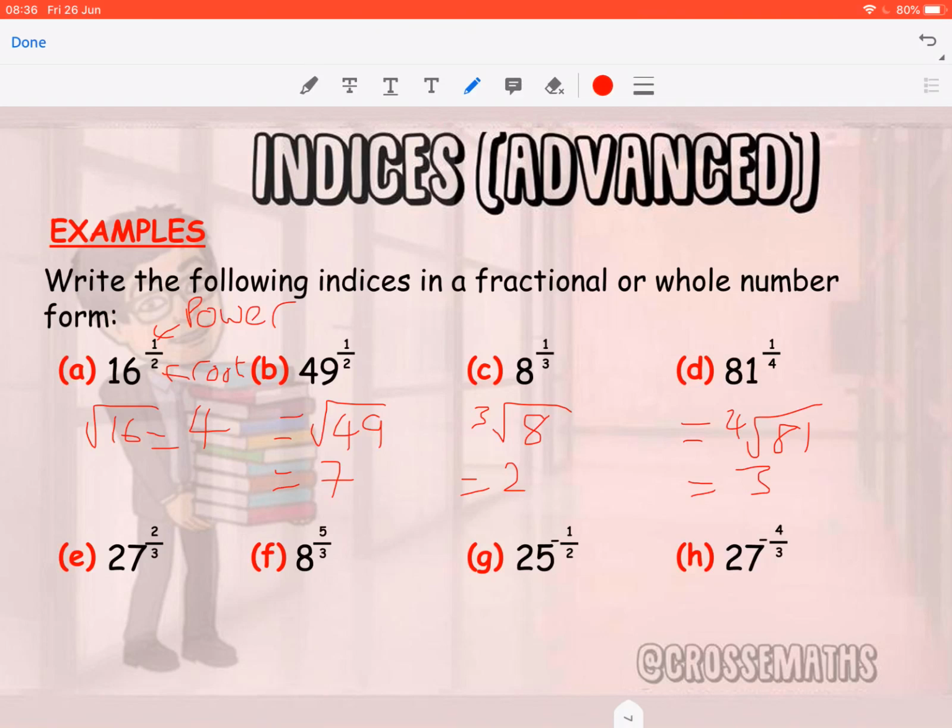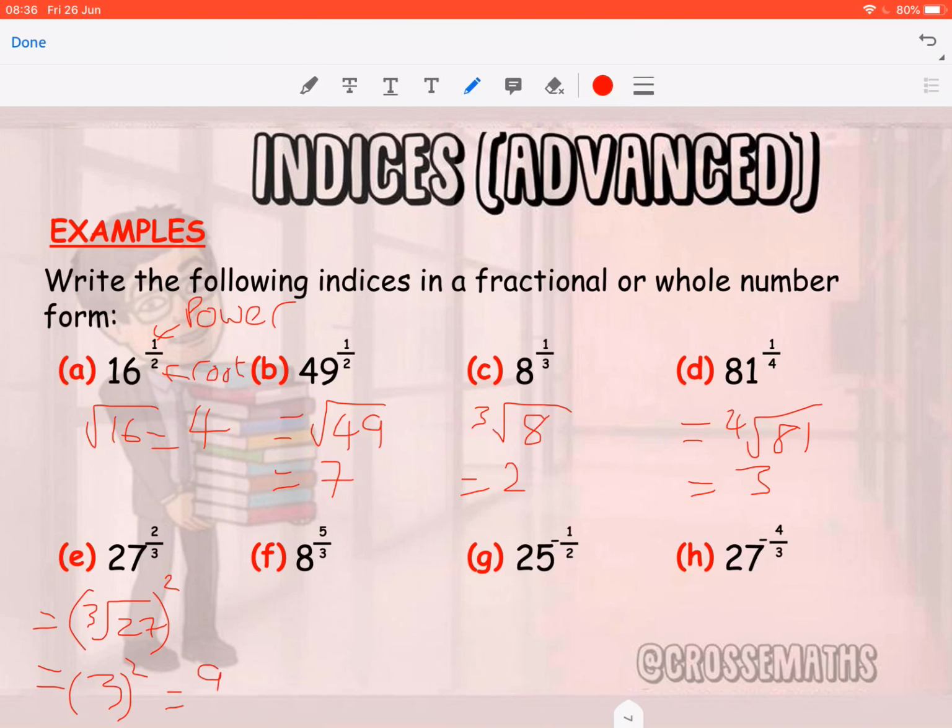27 to the power of 2 over 3. Now we've got a different number in the power section. So what we've got to do? Okay, we'll always do the root first. So I'm going to be doing cube root of 27. And then that power bit is still going to be there at the end. So cube root of 27 is 3.